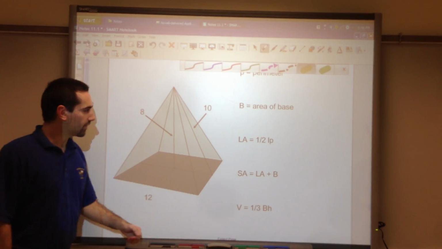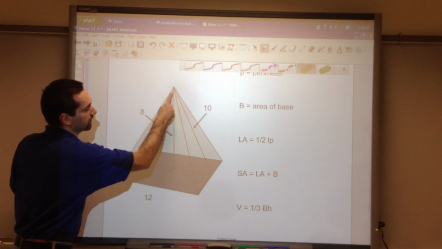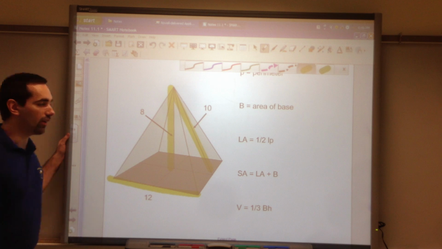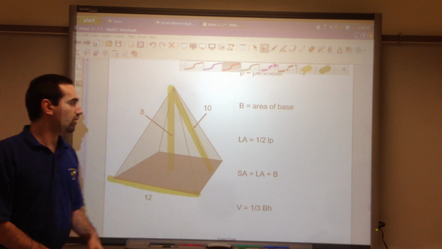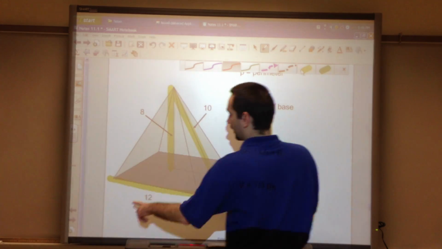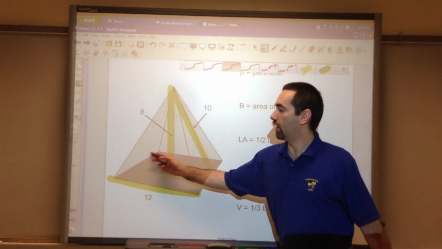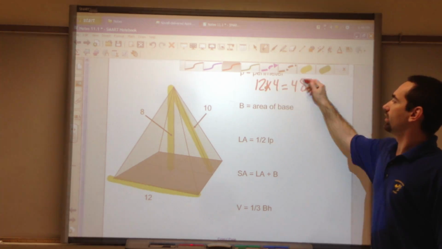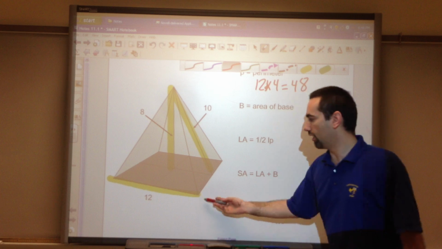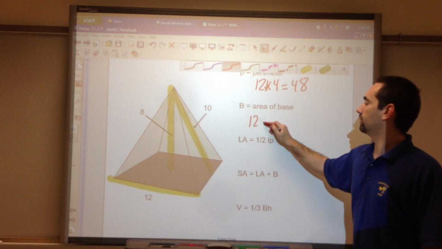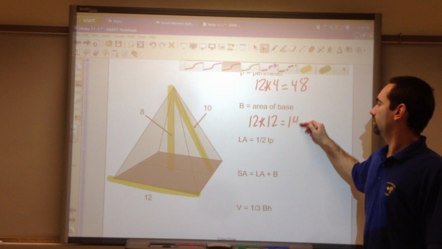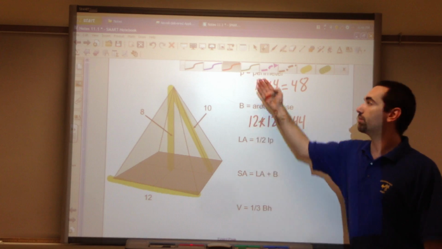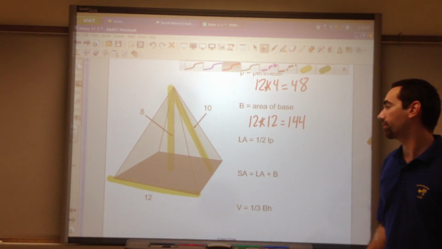Here we go. I've got the height is 8, the slant height's 10, and this length is 12. So the perimeter, 12 times 4, is 48. Area of the base, 12 times 12. And you may find it helpful to write all of your stuff out separately, so whenever you need the P, you have it, whenever you need the big B, you have it.